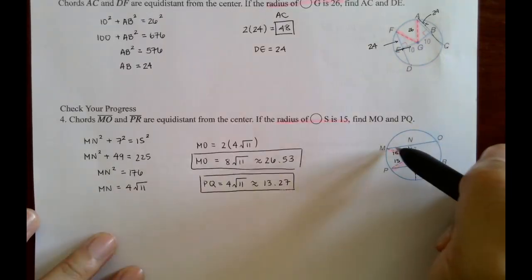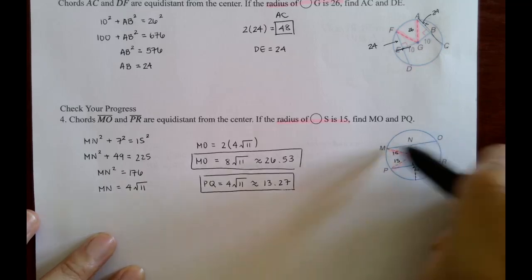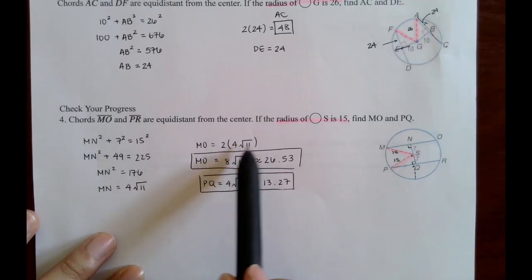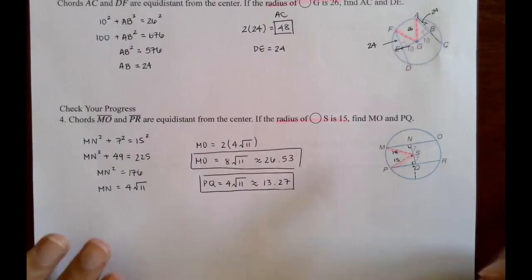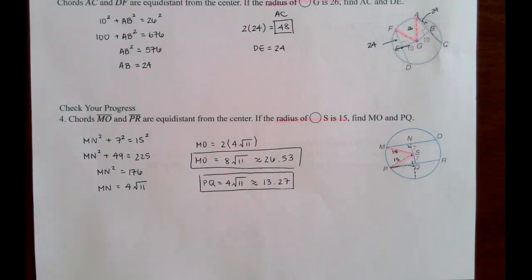So that means this is 4 square root of 11, this would be 4 square root of 11 too. So the whole thing would be 2 of them. So 2 times 4 square root of 11 is 8 square root of 11. And then PQ we found earlier with the same way as this, so that's 4 square root of 11.